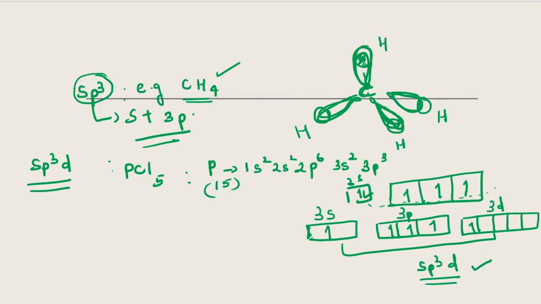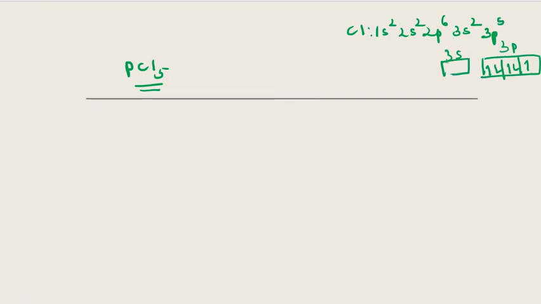Now these hybrid orbitals overlap with the p orbital of what? Our molecule is PCl5. So in the case of chlorine, we know the configuration: 1s2, 2s2, 2p6, 3s2, 3p5, with one half-filled orbital in the p. So we can say that the 5 hybrid orbitals will overlap with the half-filled 3p orbitals of chlorine to form our PCl5 molecule.